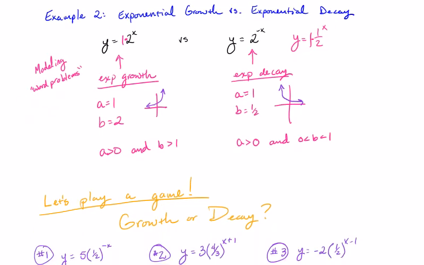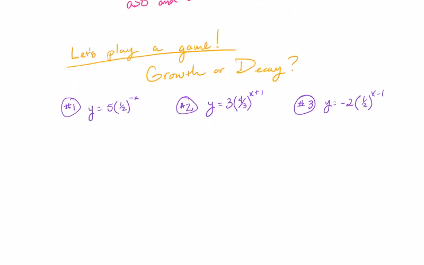All right, so we're going to play a game. It's just growth or decay, or I guess you could say neither of the two. So if you want to play the game on your own, hit pause right now. Decide if these are exponential growth or decay. I'll give you a second. 1, 2, 3. All right, cool.